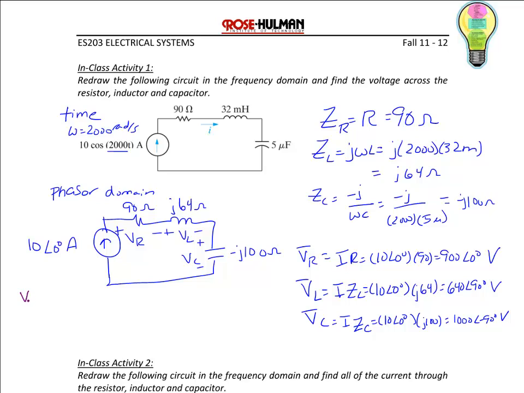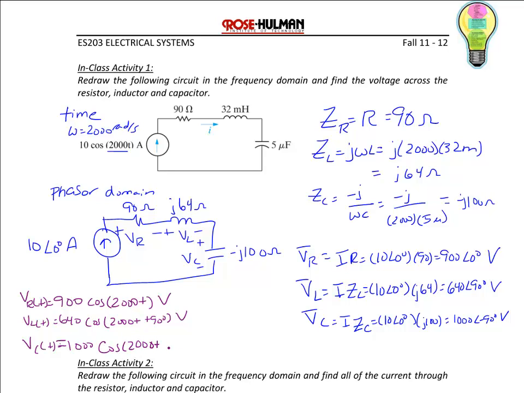VR of t in the sinusoidal steady state would be written as 900 cosine, and you keep omega the same, 2000t. There is no phase angle, so that would just be volts. VL of t would be equal to 640 cosine 2000t, and that has an angle of positive 90 degrees, and the units are volts. And VC of t would be equal to 1000 cosine 2000t minus 90 degrees, and the units are volts.